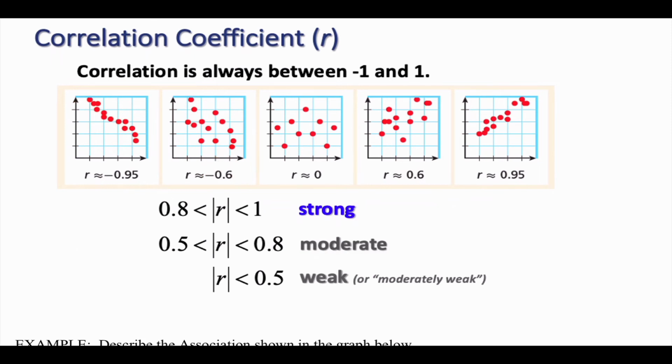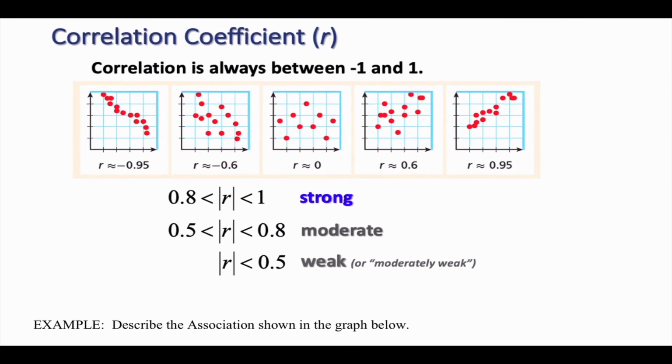Okay. 0. Can you tell what's going on here? As x is getting bigger, what's happening to y? Can't tell. So it's not even weak. There is no relationship. There is no correlation. They have nothing to do with each other. 0.6 is the same as negative 0.6, but it's going up instead of going down. Same thing with 0.95.